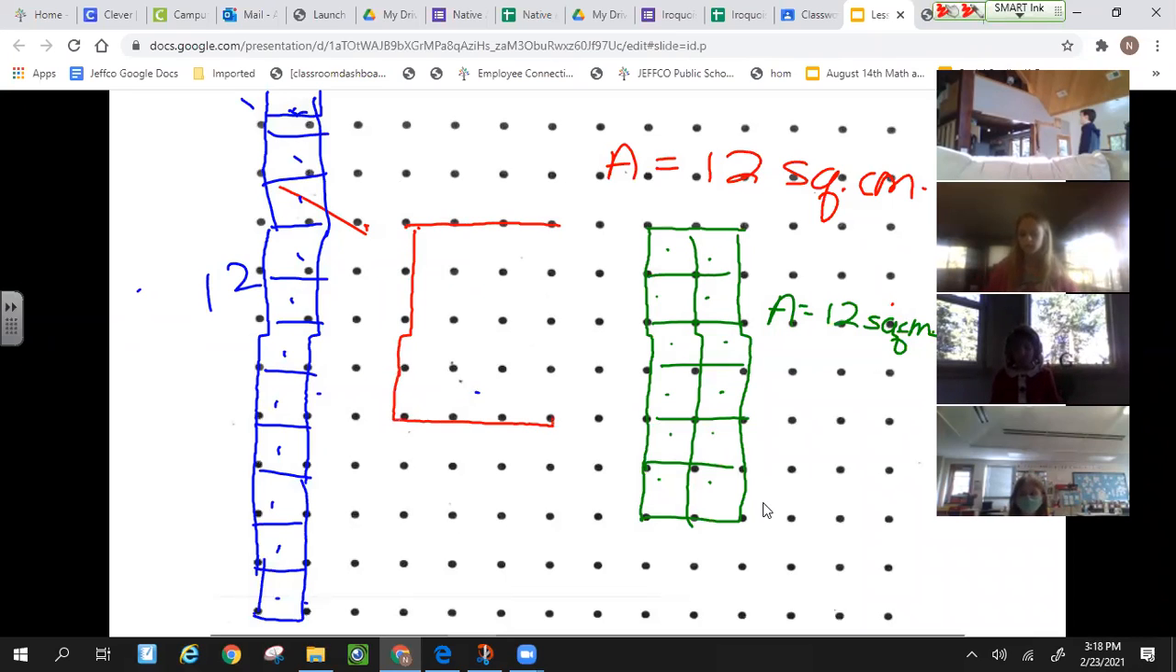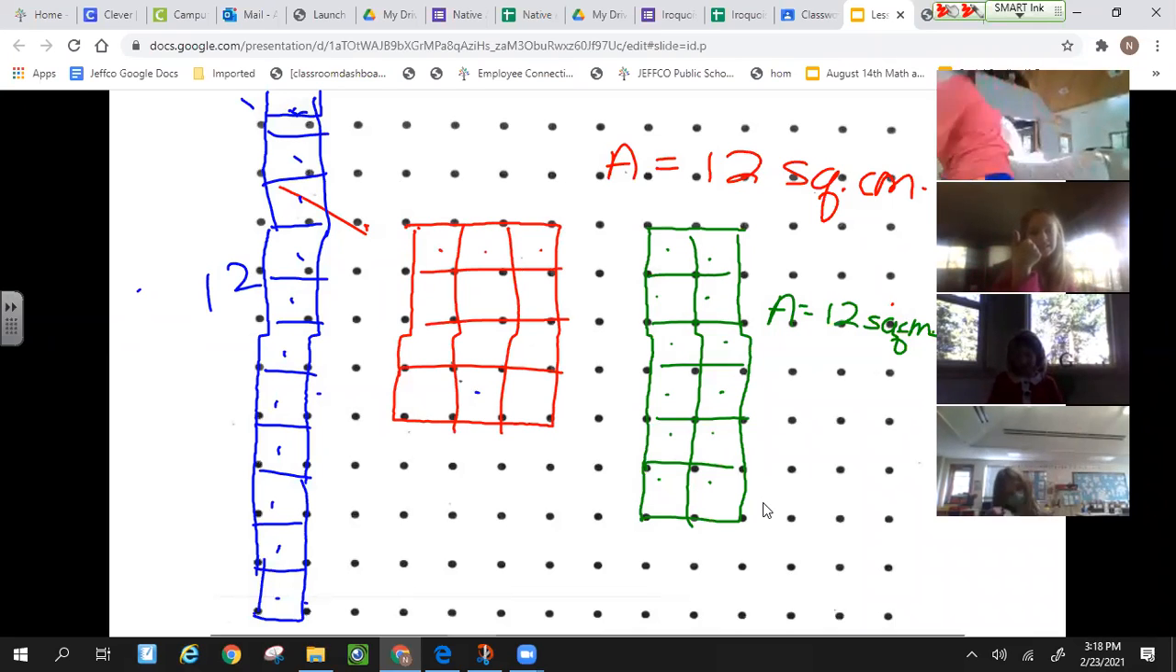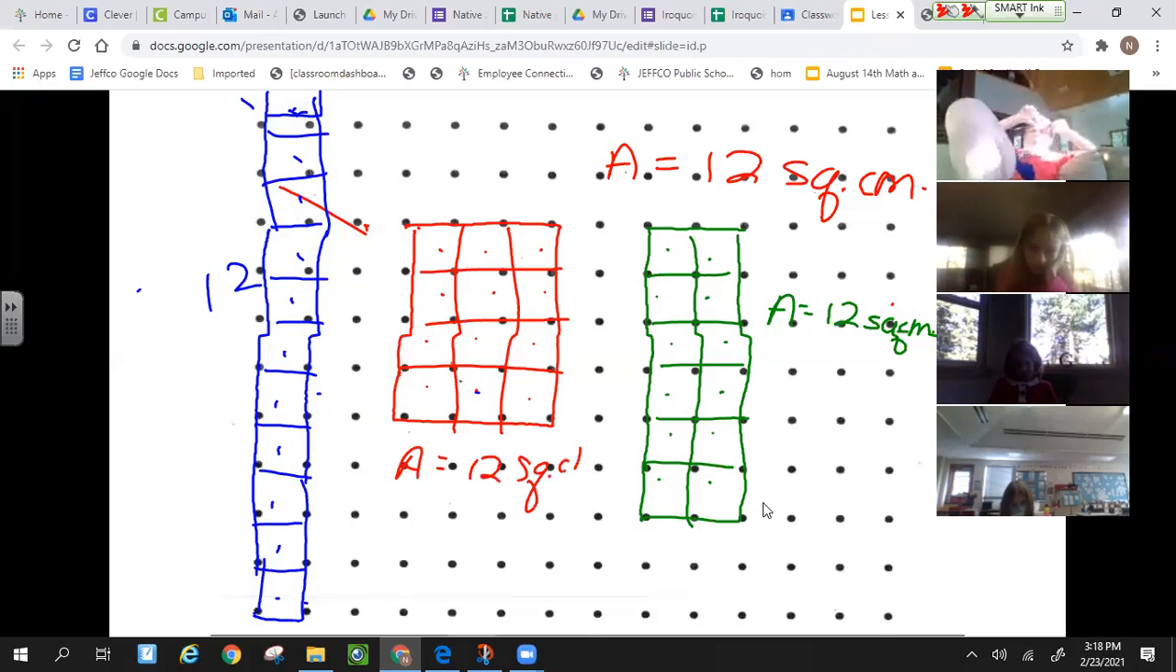4. Did anybody get this one? And maybe it's just turned the other direction, going horizontally? Yes, Paxton did. Let's count. 1, 2, 3, 4, 5, 6, 7, 8, 9, 10, 11, 12. Area equals 12 square centimeters.